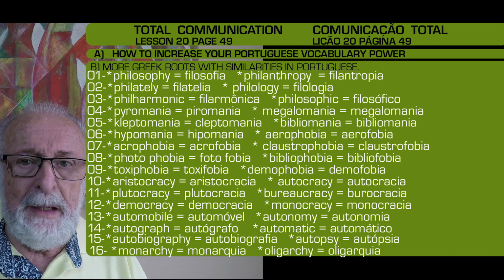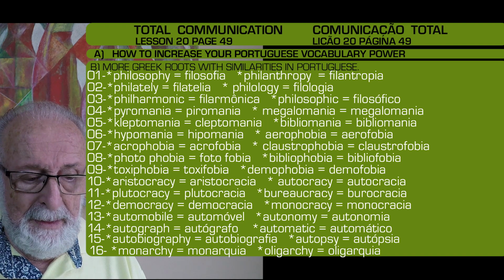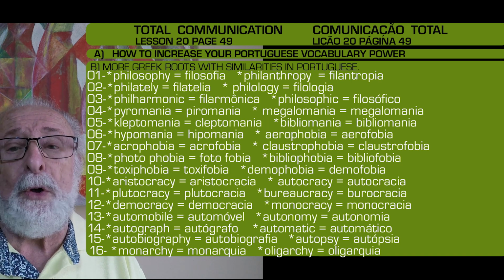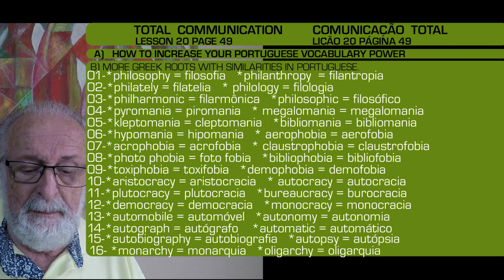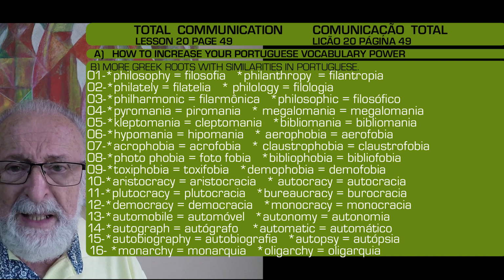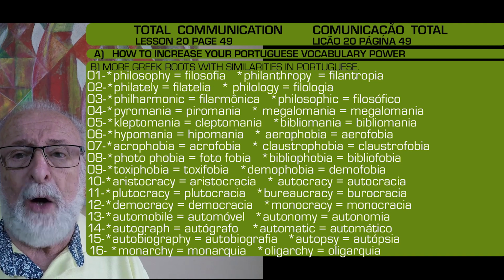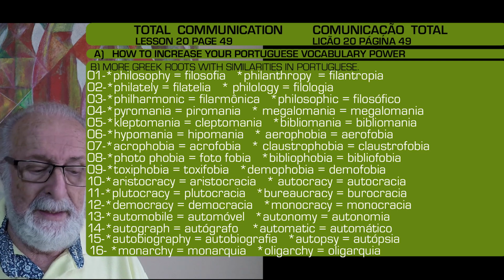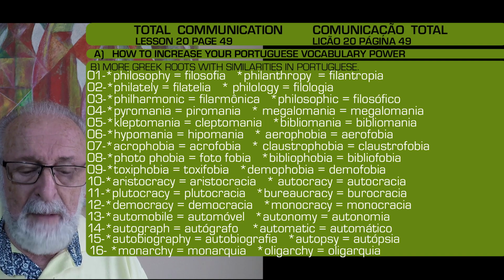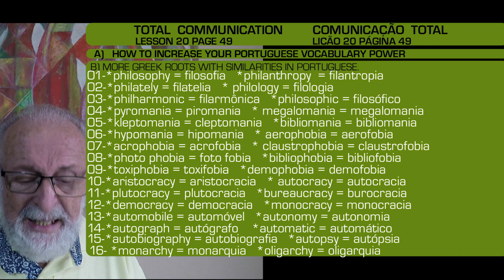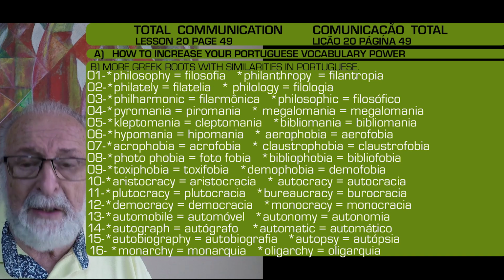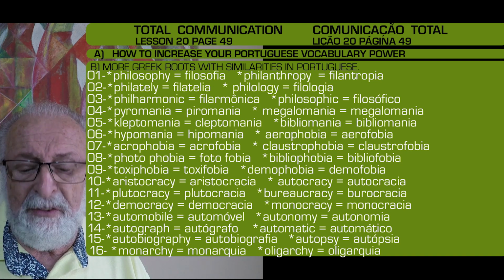Line 15. Autobiography. We say autobiografia. All right? In the next word, autopsy, we say autopsia. And in line 16, monarchy. Monarchy, we say monarquia. And the last one, oligarchy, is oligarquia.